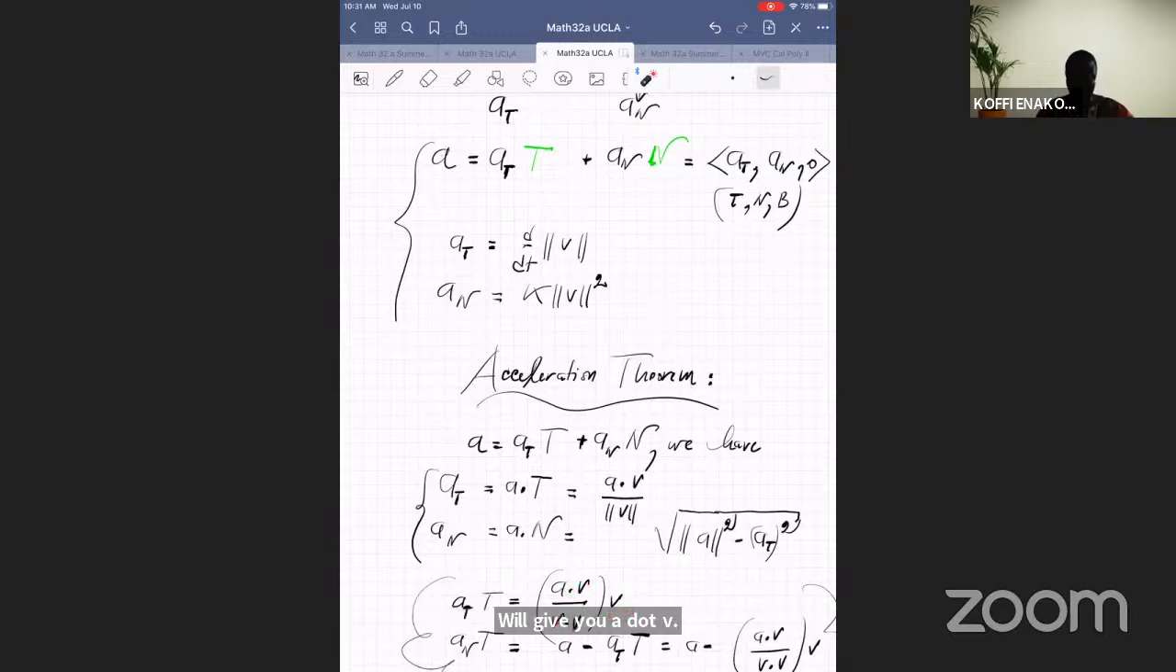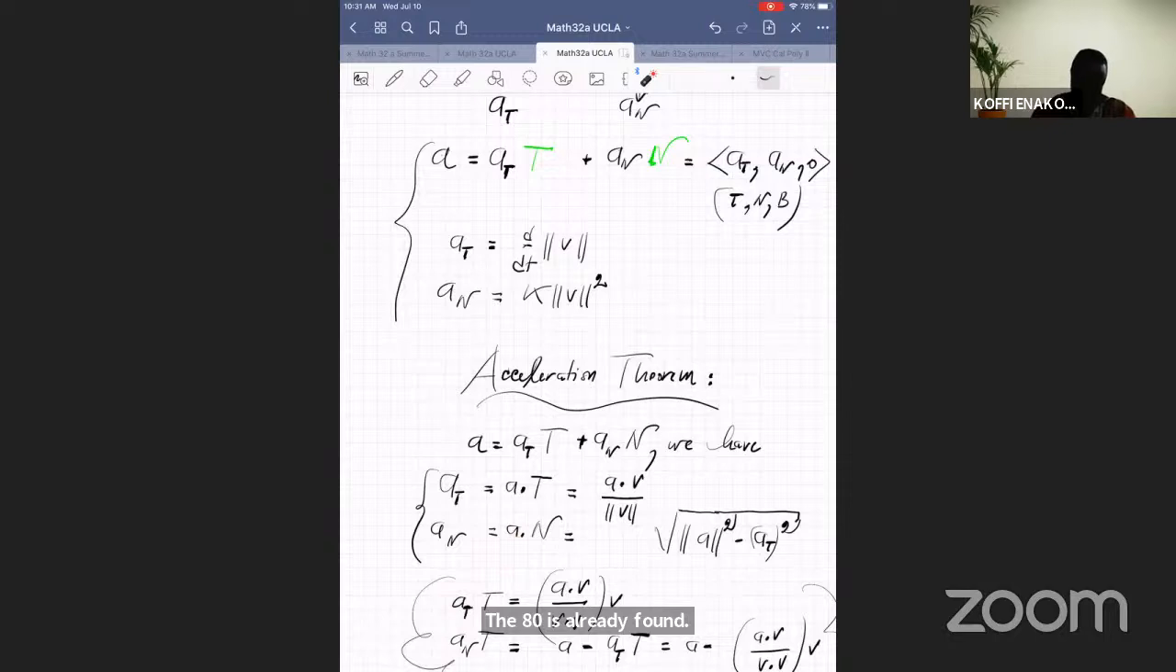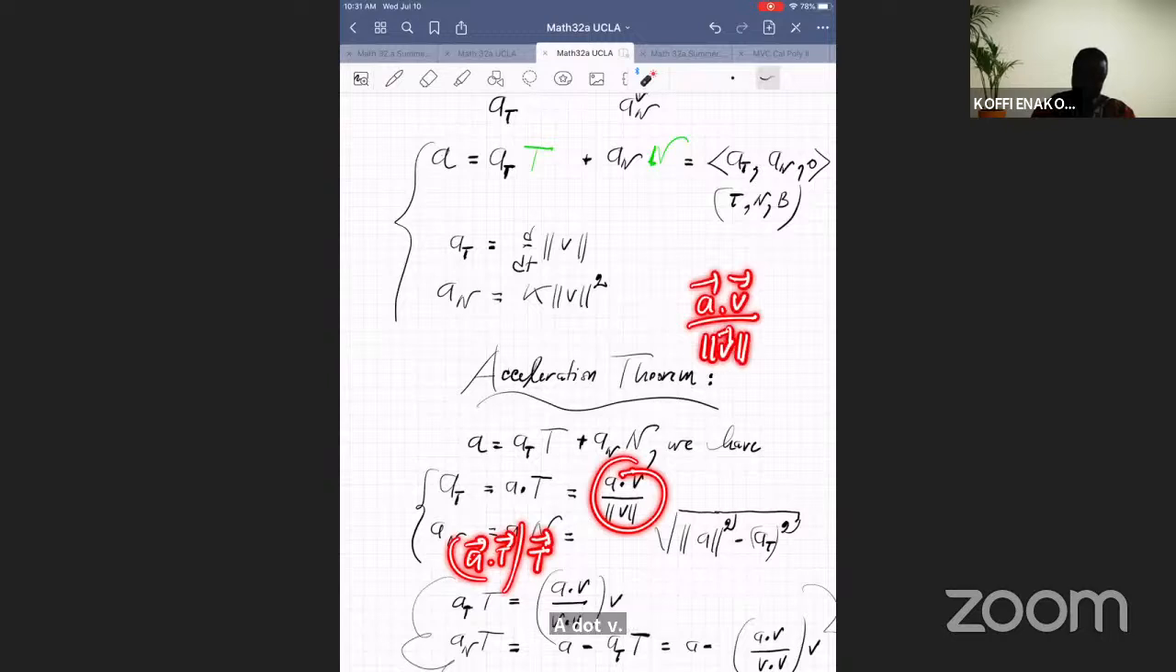Well, that's not difficult to see. A_T is already found. It's A dot T. So since we are adding another T, I'll have A dot T in the T direction, and this will give you A dot V with the norm of V, with V and the norm of V.